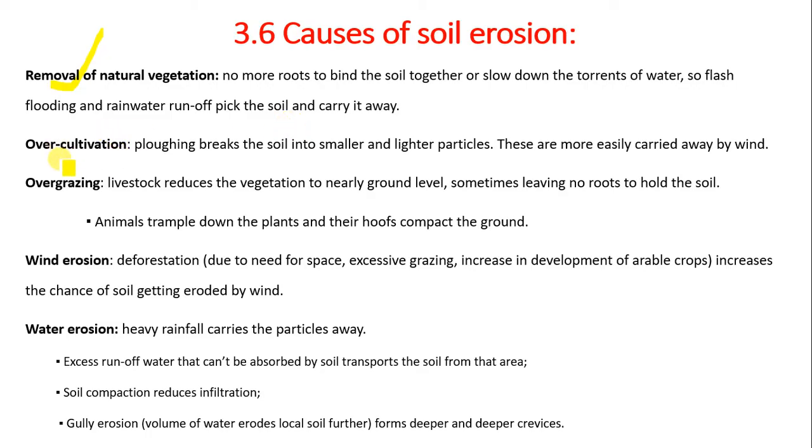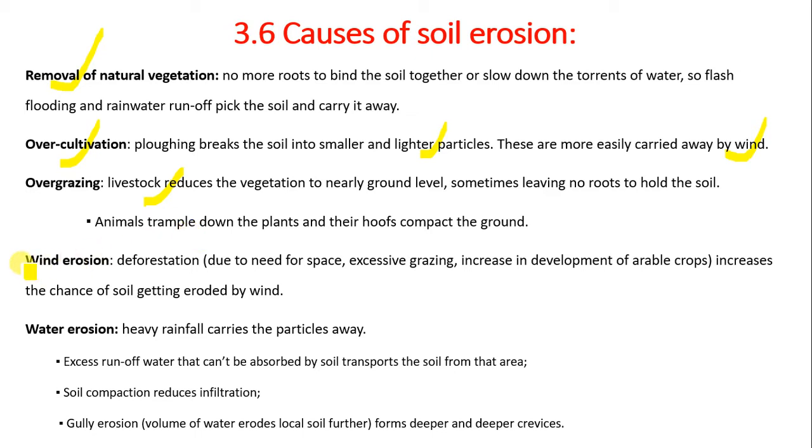Another cause of soil erosion is over-cultivation. That has to do with ploughing, which breaks the soil into smaller and lighter particles. Now, these are more easily carried away by what? Wind. Now, overgrazing: livestock reduce the vegetation to nearly ground level, sometimes leaving no root to hold the soil. So animals trample down the plants and their hooves compact the ground.